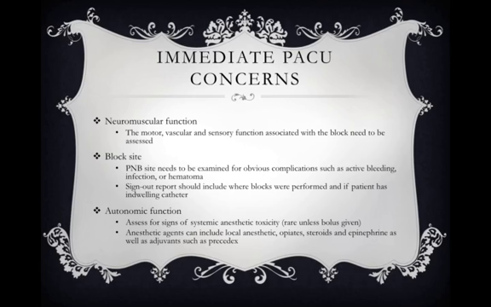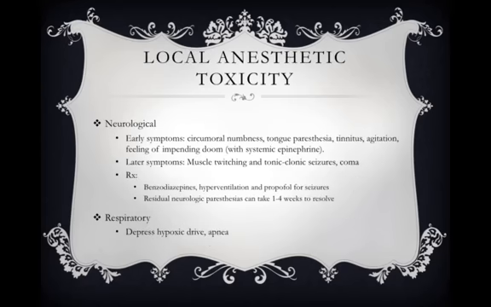You'll want to look at autonomic function and look for signs for systemic anesthetic toxicity. And like I said, this can occur both pre-op, when boluses are given, or when additional boluses are given later. And I'll go over these in the future slides, and any anesthetic agents that are used with the block, such as more local anesthetic, opiates, steroids, epinephrine, and other adjuvants such as Precedex.